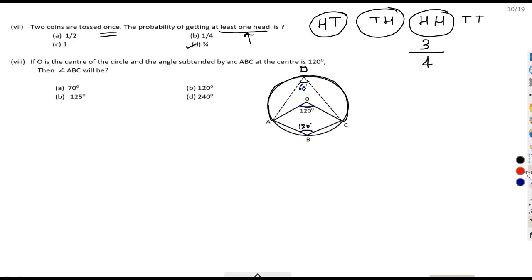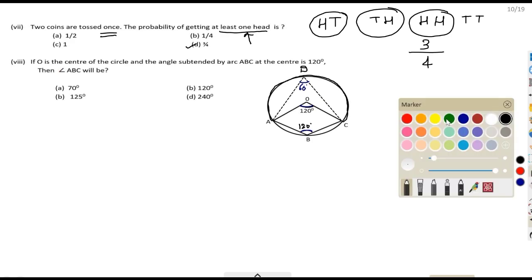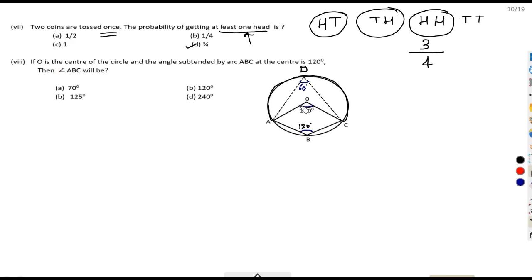Second method, if this angle is 120 degrees, then this reflex angle will be 360 minus 120, 240 degrees. And if this is 240 degrees, then this angle will be half of 240, that is 120 degrees. You can apply either of the methods. The answer is 120 degrees.